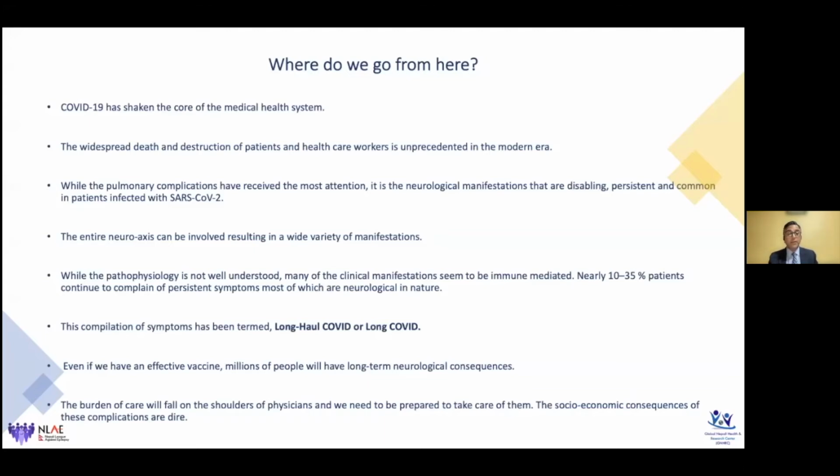And even though we will have an effective vaccine, and we have an effective vaccine now, there are going to be a lot of millions of people who will have long-term neurological consequences. And all of this burden of care will fall on our shoulders as physicians, and we need to be prepared to take care of that. The socio-economic consequences of these complications are going to be dire. So this is where, do we go from now?